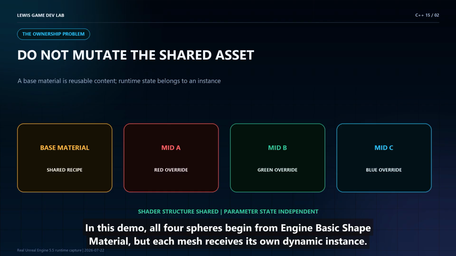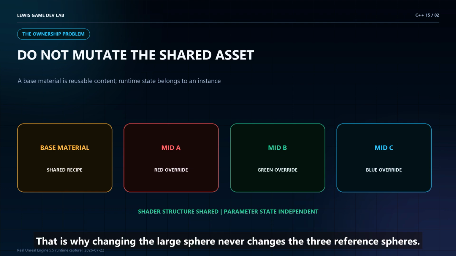In this demo, all 4 spheres begin from engine basic shape material, but each mesh receives its own dynamic instance. That is why changing the large sphere never changes the 3 reference spheres.